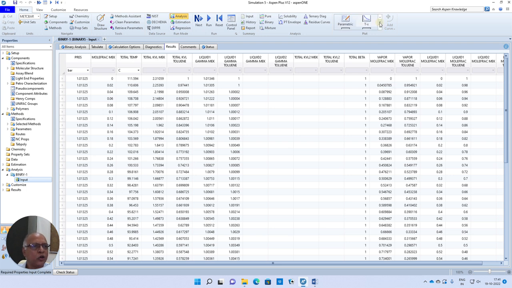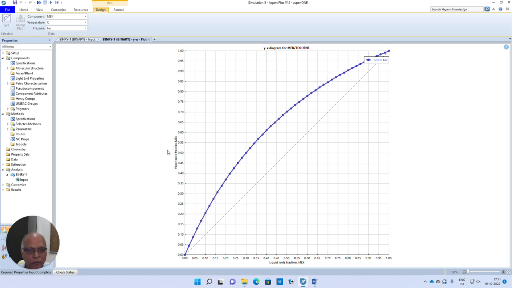In the same way, you can also plot Y versus X. Remember, this Y versus X is plotted at a constant pressure of 1 bar. Earlier, we have plotted Y versus X at a constant temperature of 25 degrees centigrade. Normally, we will be using this data to compute the number of stages involved with Pxy method.